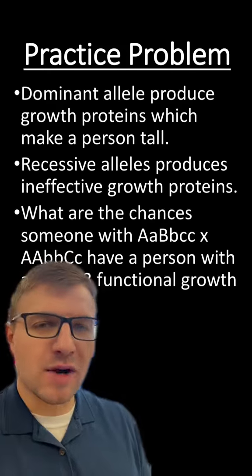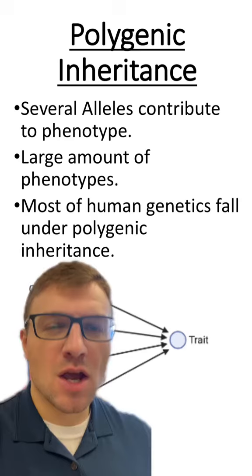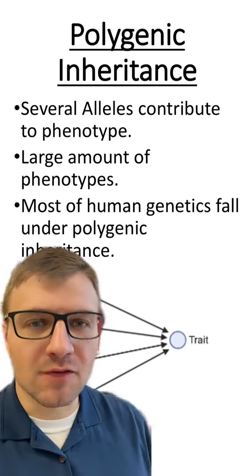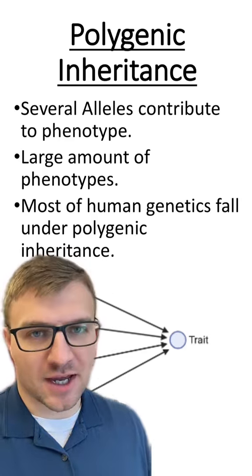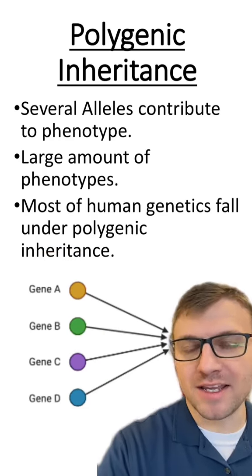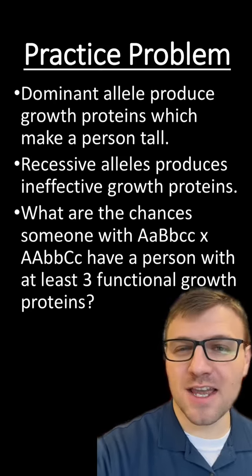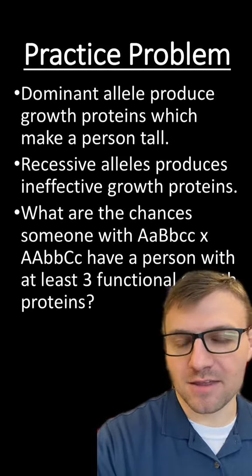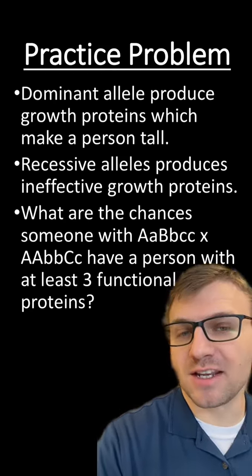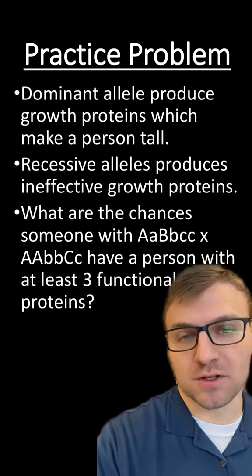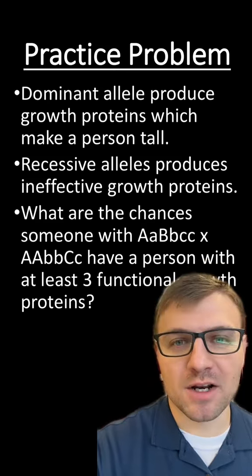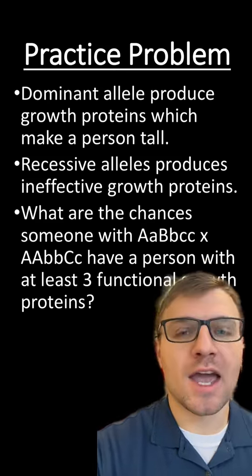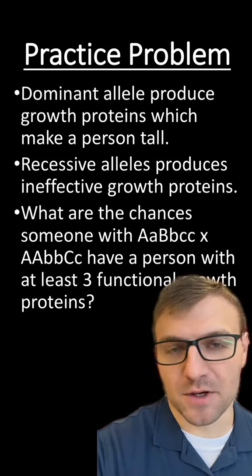Let's review how to get through a polygenic inheritance problem. Remember that polygenic inheritance is when several alleles contribute to one phenotype, which means there's going to be a large variety in these phenotypes. In our example, the dominant allele is going to produce growth hormones that affect a person's height. Recessive alleles are going to produce an ineffective protein, which makes the person shorter. So basically, the more dominant alleles, the taller the person is going to be, and the more recessive alleles, the shorter the person is going to be.